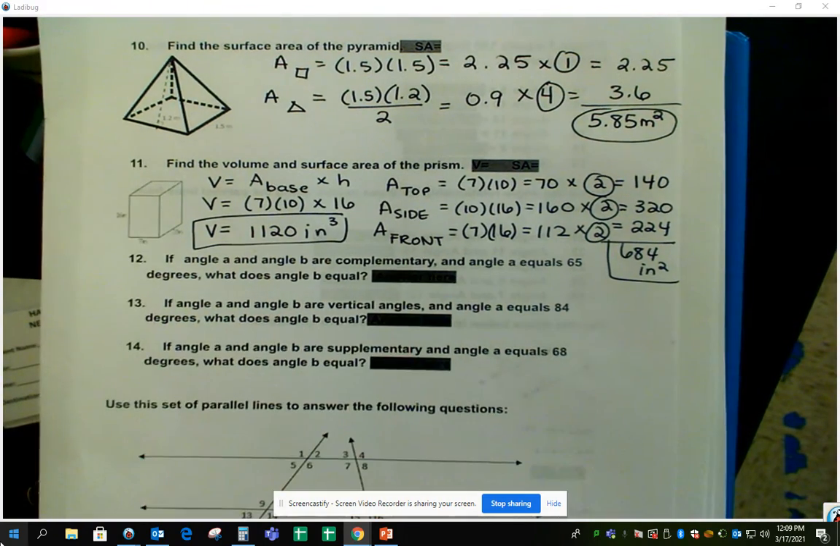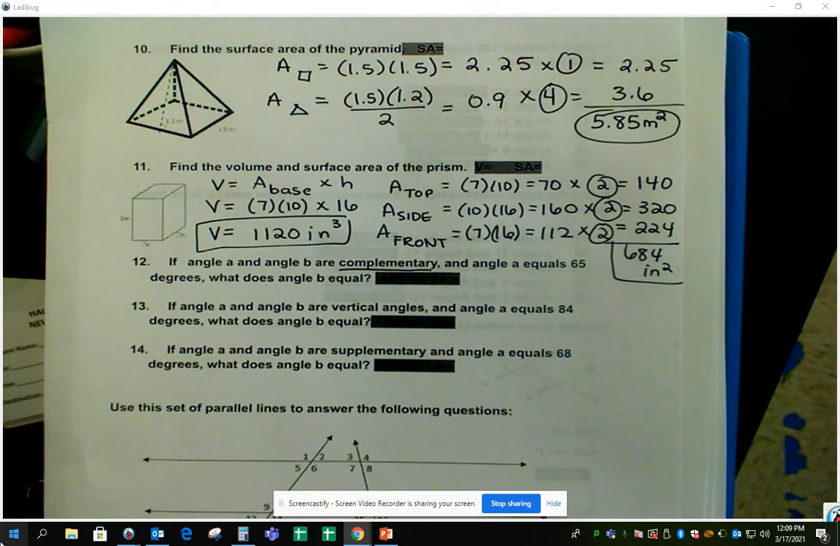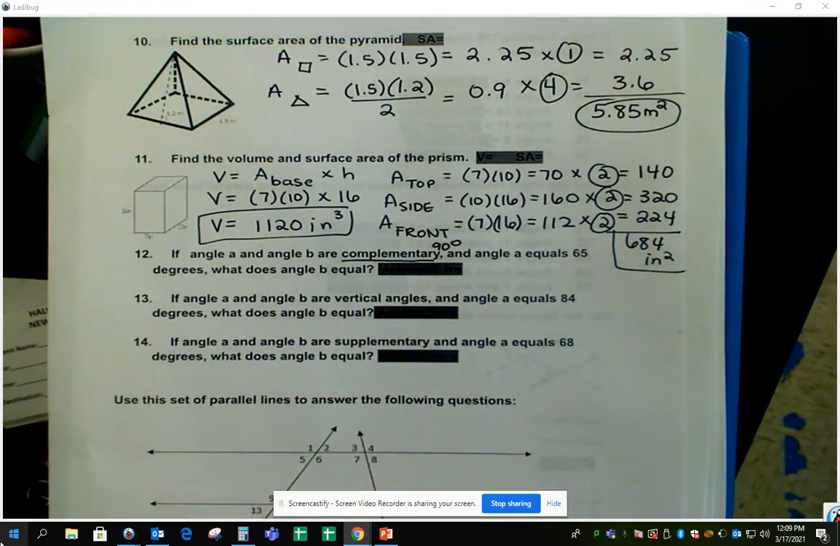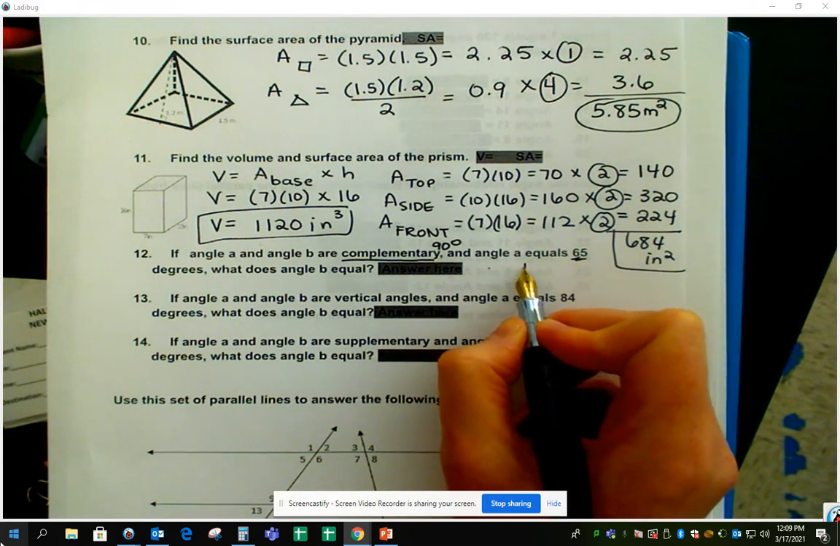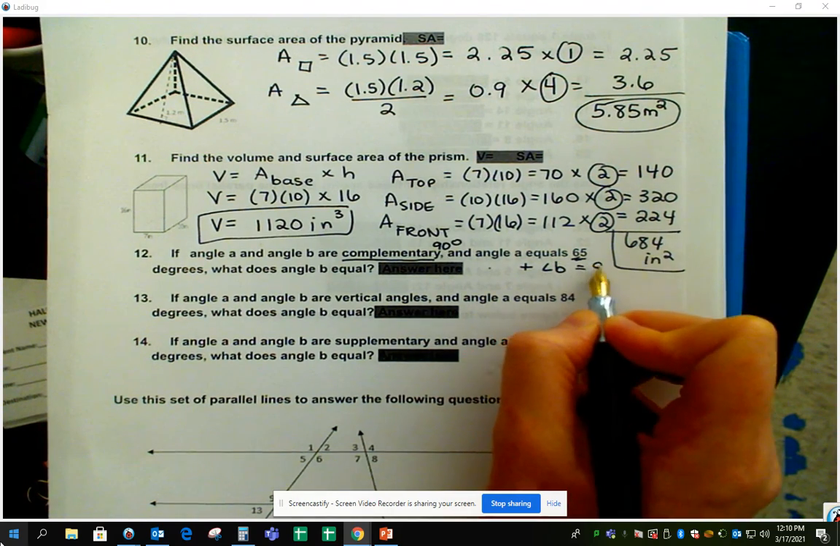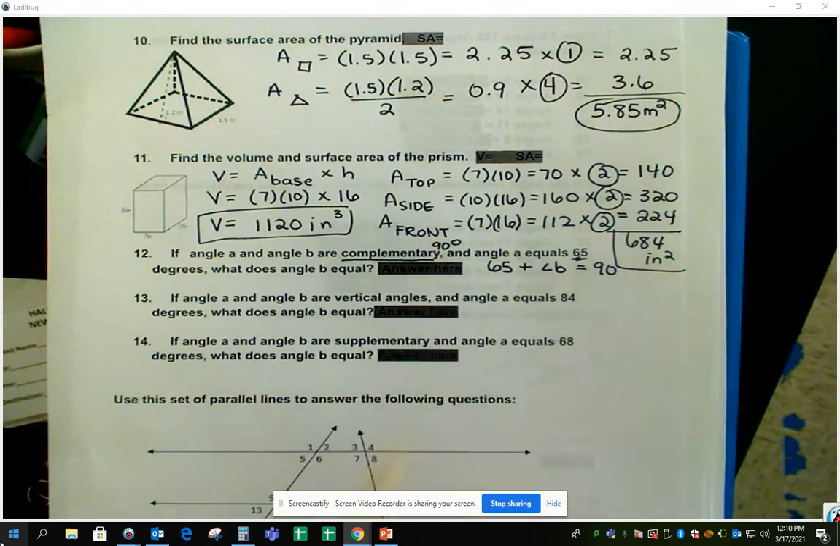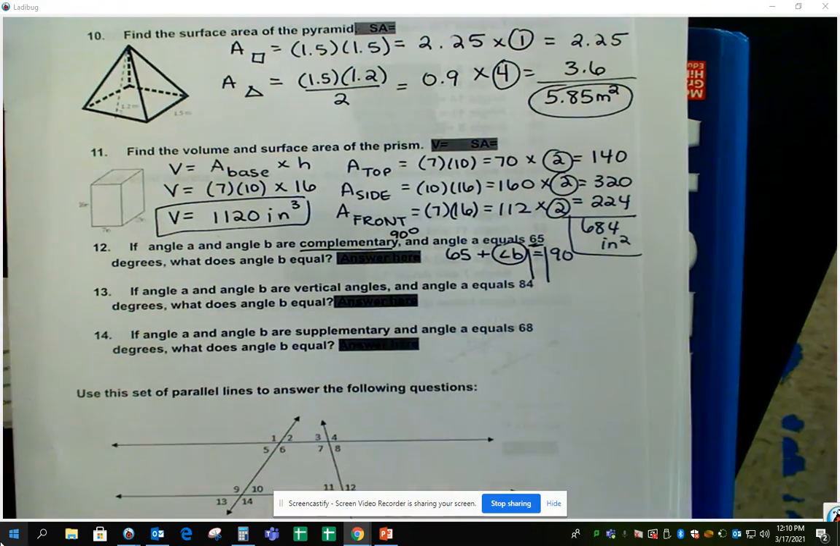All right, angles. If angle A and angle B are complementary, remember complementary means they add to 90 degrees. And angle A equals 65. What does angle B equal? So basically we're saying if angle A plus angle B equal 90, and then we replace angle A with its measure of 65, we've got ourselves a nice little equation. Okay, so we can solve for angle B just like it's a variable.